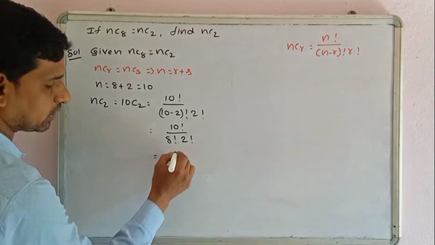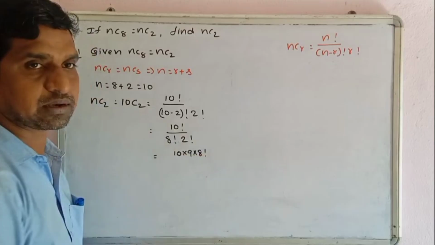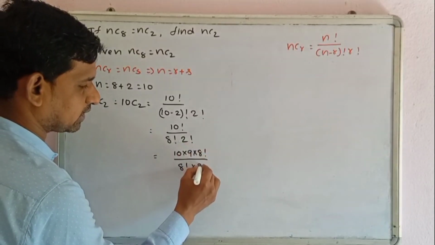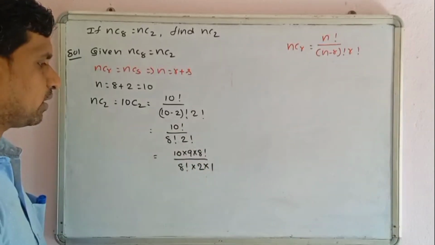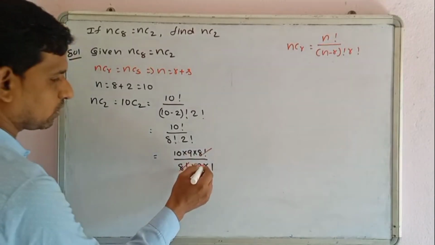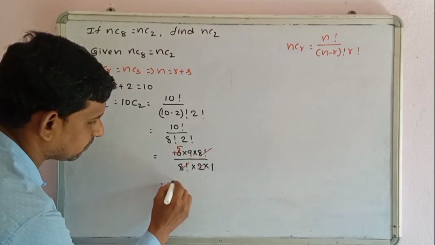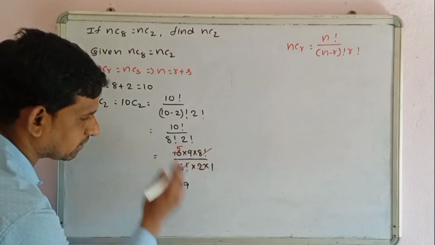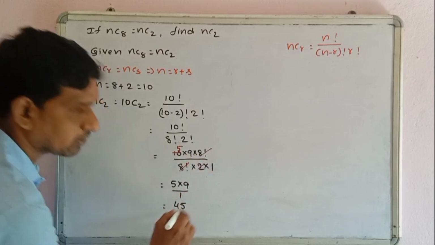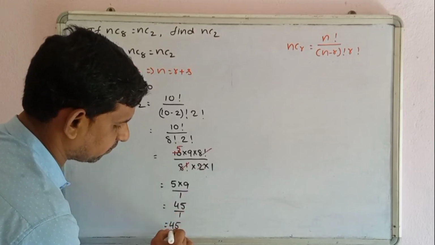That equals 10 factorial, which can be written as 10 into 9 into 8 factorial, by 8 factorial into 2 factorial, which is nothing but 2 into 1. Now here 8 factorial gets cancelled. So here 2, how many times? 5 times. So 5 times 9, with 1 in the denominator. So 5 nines are 45, 45 by 1. The value is 45.